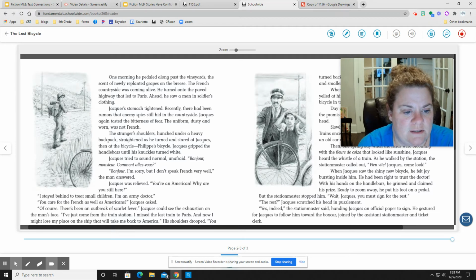The uniform, dusty and worn, was not French. The stranger's shoulders hunched under a heavy backpack, straightened as he turned and stared at Jacques and then at the bicycle, Philippe's bicycle. Jacques gripped the handlebars until his knuckles turned white. Jacques tried to sound normal, unafraid. "Bonjour, monsieur. Comment allez-vous?"